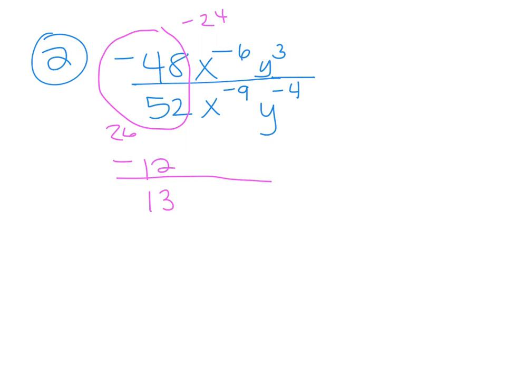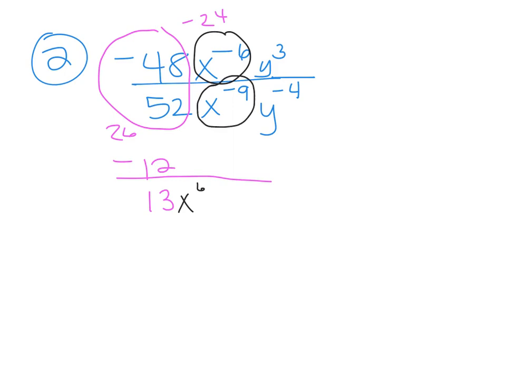Okay, so now what are we going to do with all these variables? So let's remember last week we talked about negative exponents means reciprocal. So if x to the negative 6 is in the top, that means it's got to go to the bottom, and when it does, it becomes a positive, okay? And then I'm going to look at the x to the negative 9th that's on the bottom.